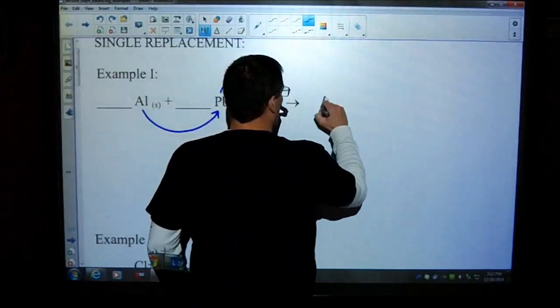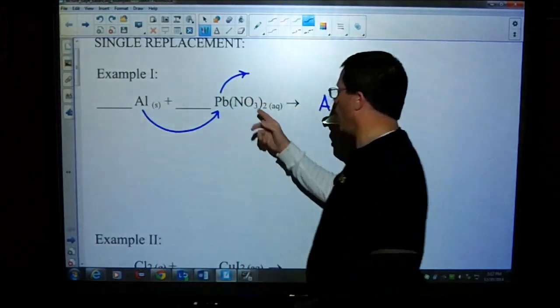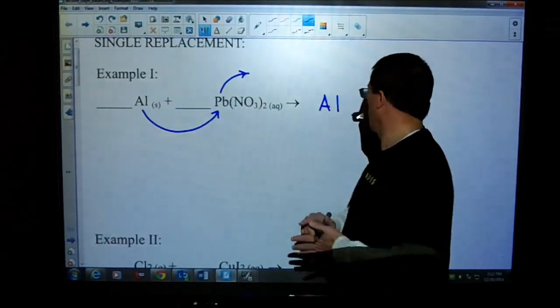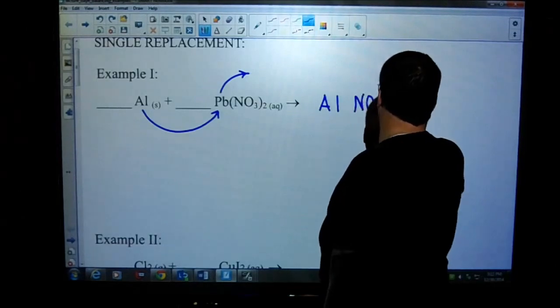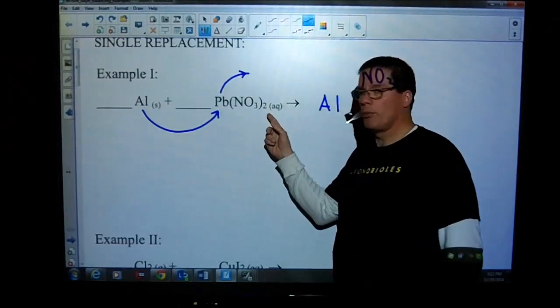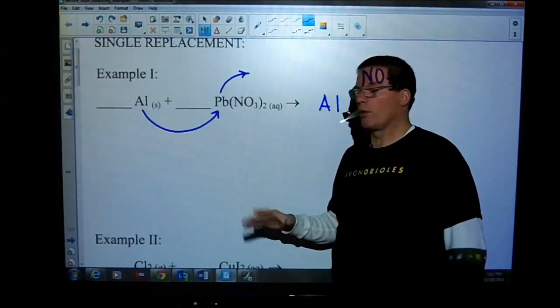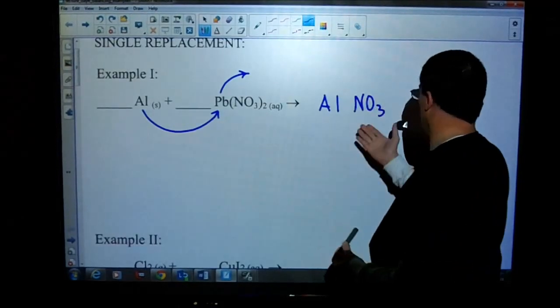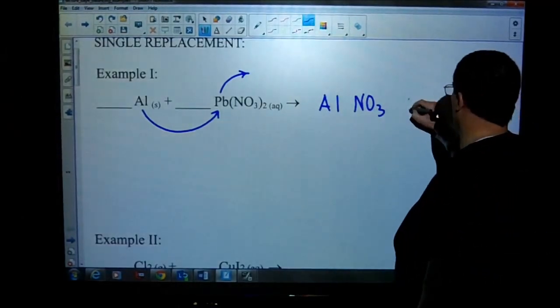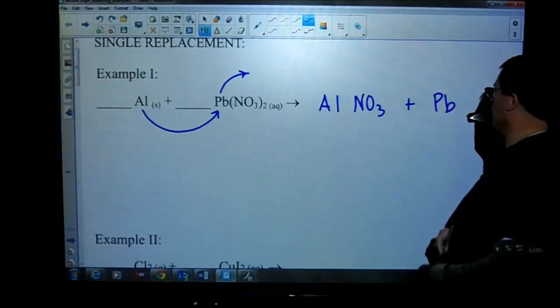So on this side, we'll have aluminum. And again, our non-metal, we're going to leave it as is, so we'll have a nitrate. Now we're not going to necessarily keep that subscript. Actually, I don't want you to keep that subscript. I want you to write the metal with the non-metal. So write it like that. And then we'll have the thing all by itself like that.